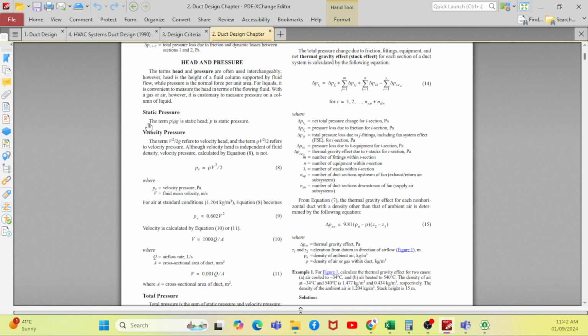One, you have to calculate the static pressure. The formula is here: P by rho g is the static head, P is the static pressure. Then there is the velocity pressure. The velocity pressure term is V square by 2g. So this is the equation we are going to use, right?